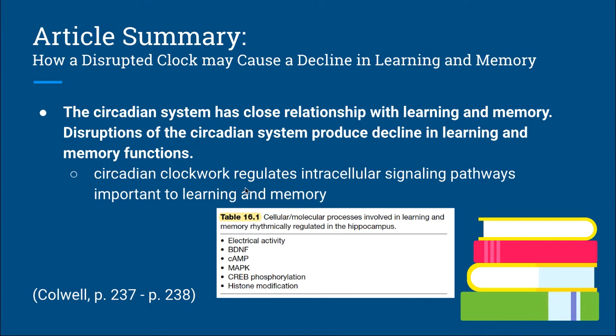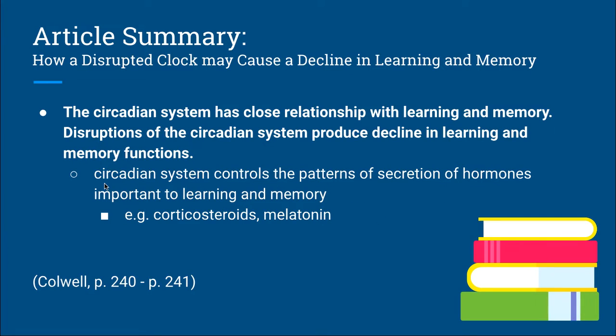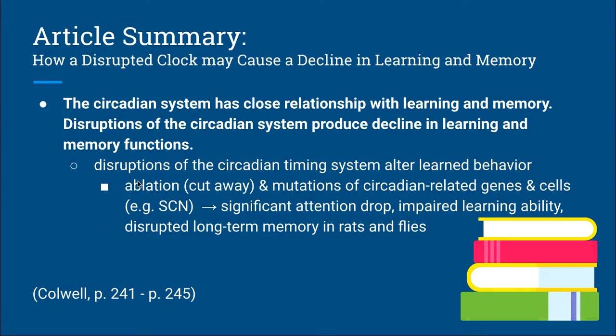The second one is circadian clockwork regulates intracellular signaling pathways important to learning and memory, and these are some example pathways. The third one is circadian system affects electrical activity and synaptic plasticity. The fourth is circadian system controls the patterns of secretion of hormones important to learning and memory, like corticosteroids and melatonin. And the fifth, disruptions of the circadian timing system alter learned behavior. And this is supported by the evidence that ablation and mutations of circadian-related genes and cells like SCN lead to significant attention drop, impaired learning ability, and disrupted long-term memory in rats and flies.